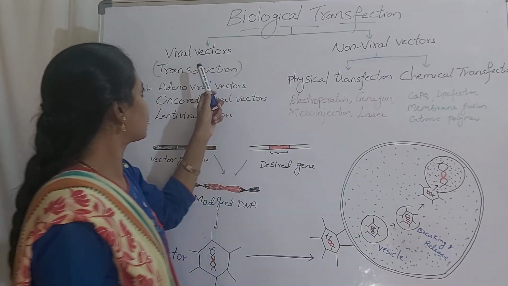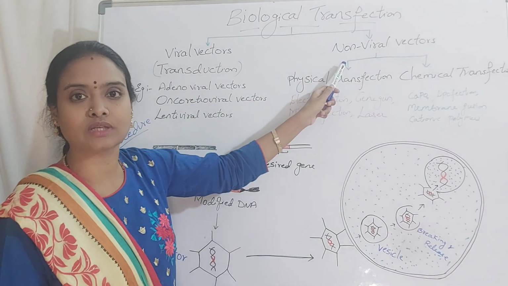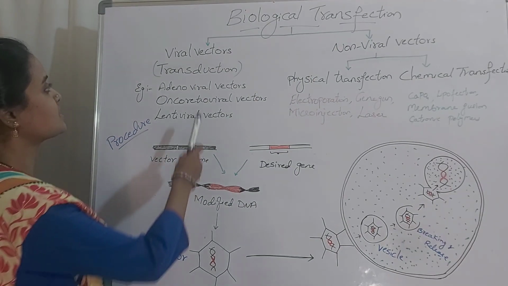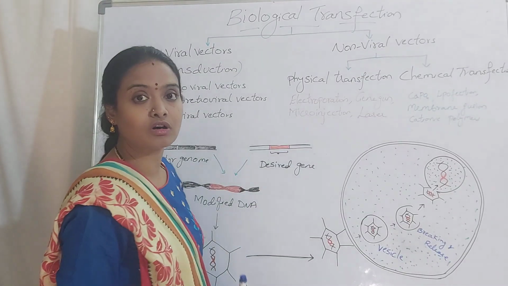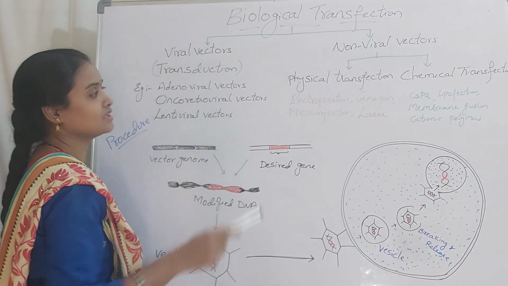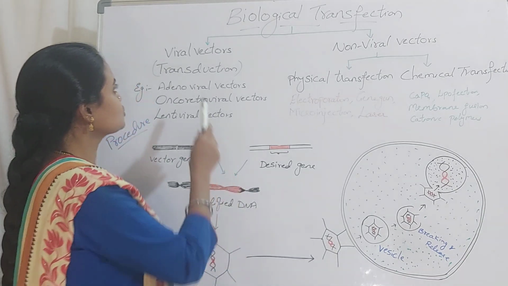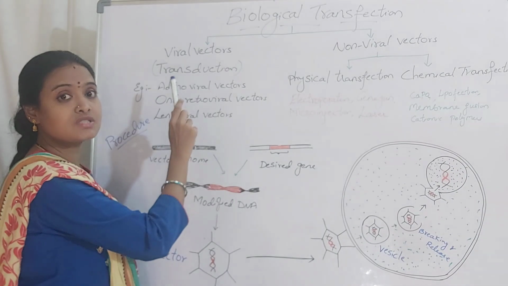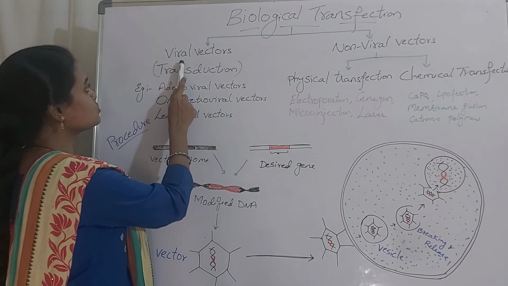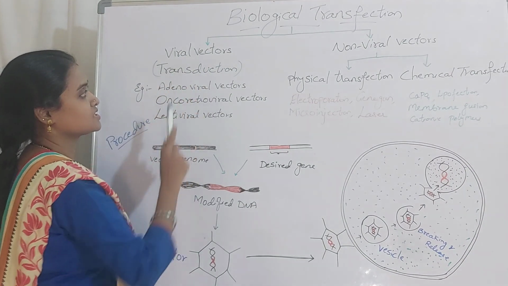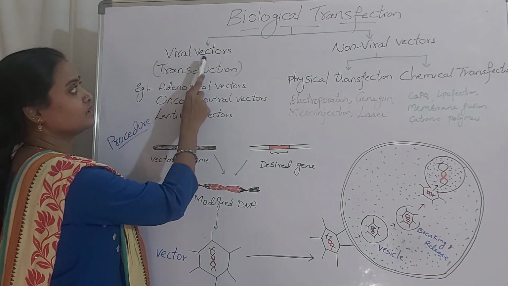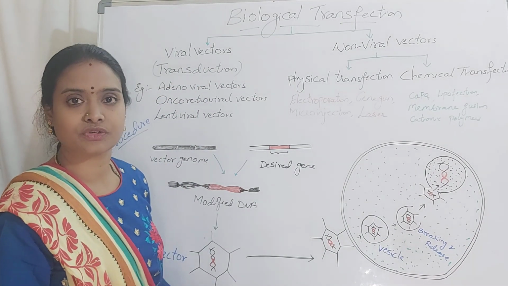So what is that? Here it is classified into two types. Biological transfection is classified into two types. The first one is viral vectors and the second one is non-viral vectors. That means here we are making use of vectors or carrier molecules. The viral vectors are used for transfer of the desired gene into the animal cell. If we are making use of viral vectors, we refer to that process as transduction. Right? So transduction is the viral vector mediated gene transfer process.